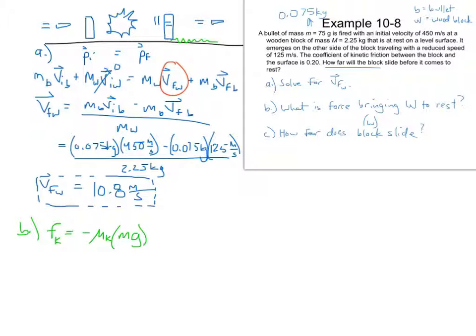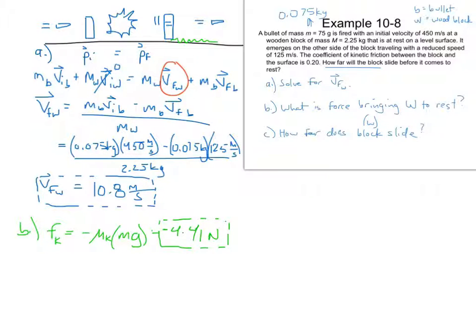So we have the mu k, we have the mass of the block, we have g right there. It should be pretty easy to solve for what that force of kinetic friction is. So 0.2, that's our mu k, our coefficient, times 2.25, that's the mass of the block, times 9.81, that's 4.41 newtons. Actually, I should say negative, right? Negative 4.41 newtons. That's what's bringing the block to rest right there.